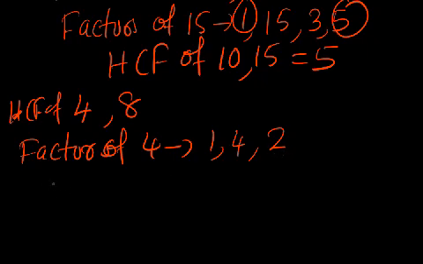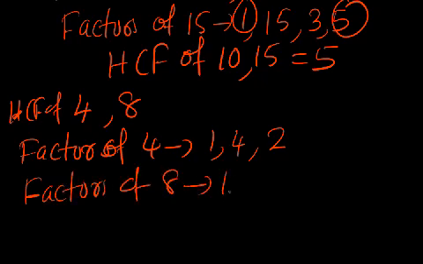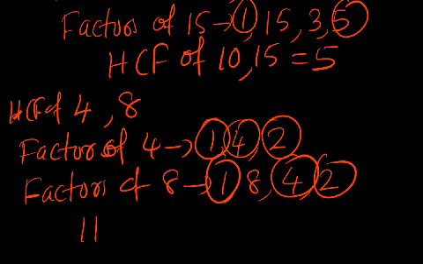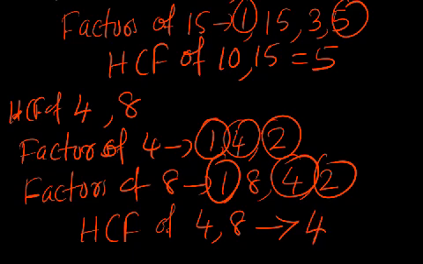So 2. Then next, factors of 8. Factors of 8 are 1 into 8, 8. Then 4 into 2, 8. So we can see three common factors: 1, 2, and 4. So which one is the highest? The highest one is 4. So HCF of 4 and 8 is equal to 4.